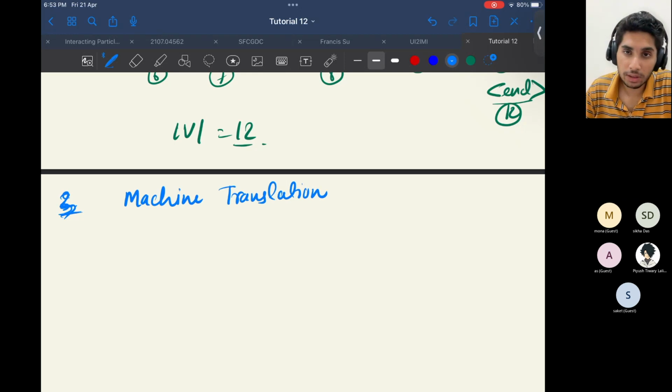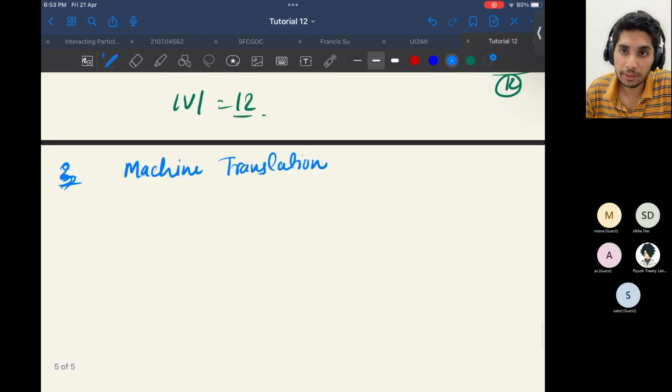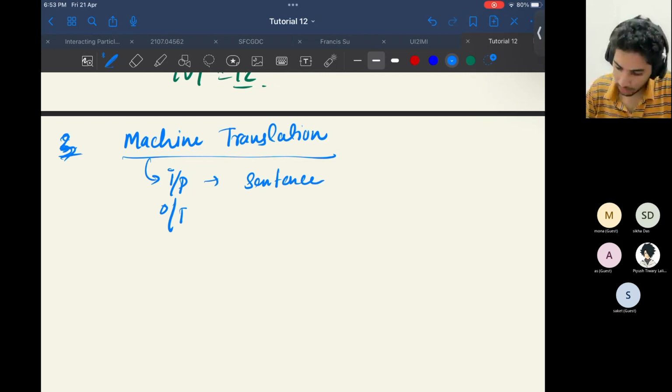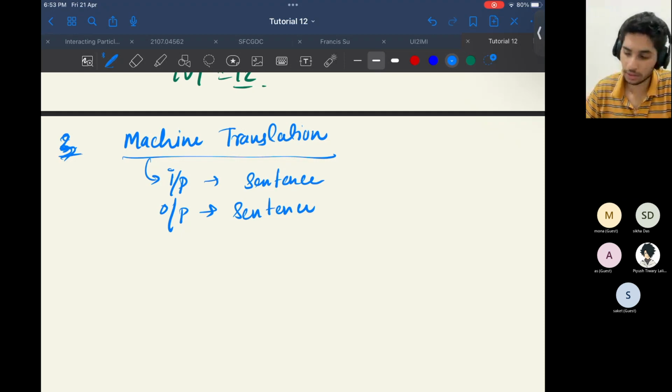Okay, using an encoder decoder model, choose the equation representing the encoder model. When you are having a machine translation, what do you need to remember first is, what is the input? It is a sentence. And what is your output? Output is also going to be a sentence, because you are translating a sentence into some other language.